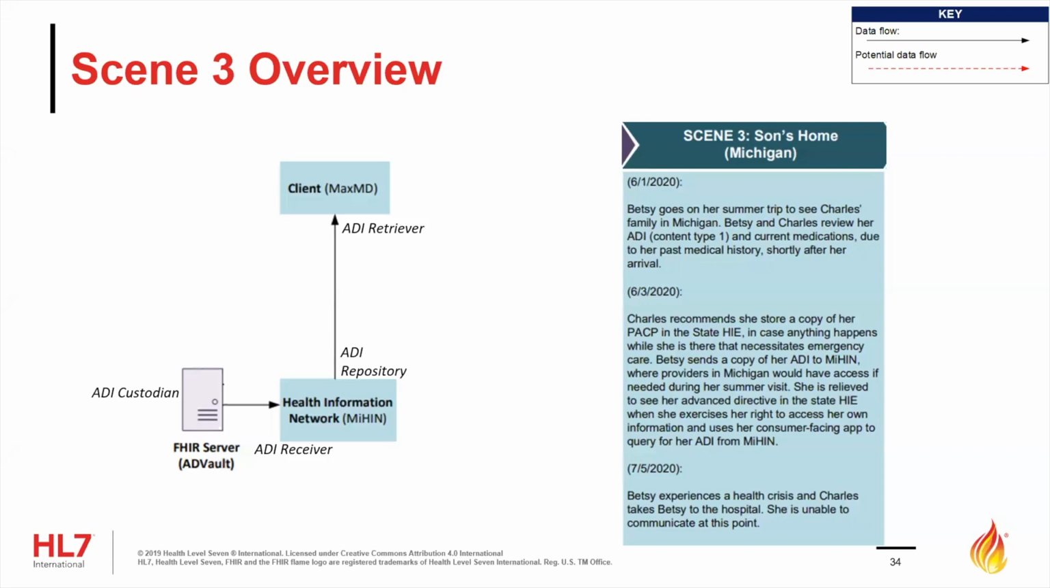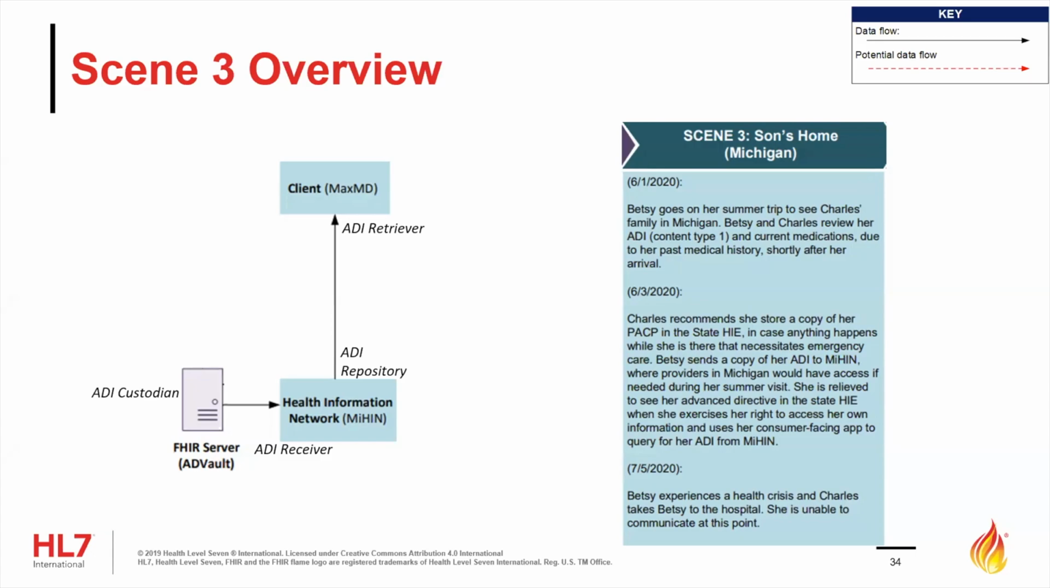Scene 3, what's happening here is the AD Vault system will send information to the MyHIN server. What happens is Charles says, since Betsy, you're going to be coming to visit me in Michigan, why don't you go ahead and send your advance directive information to our local health information network.